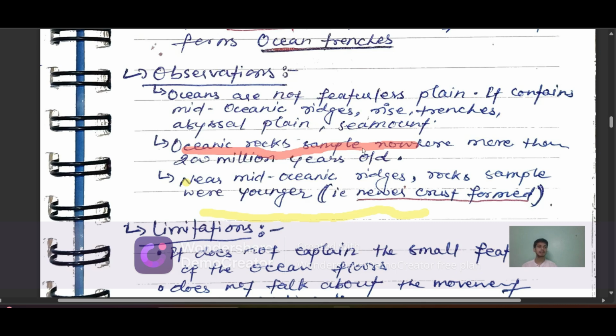Oceanic rock samples are nowhere more than 200 million years old. It means कि due to volcanic eruption हर बार oceanic crust new formation होते रहता है. Near mid-oceanic ridges, rock samples were younger. That is, newer crust formed because of volcanic eruption, obviously.